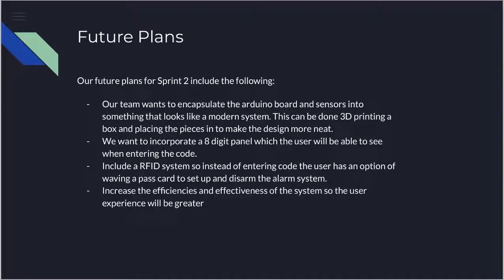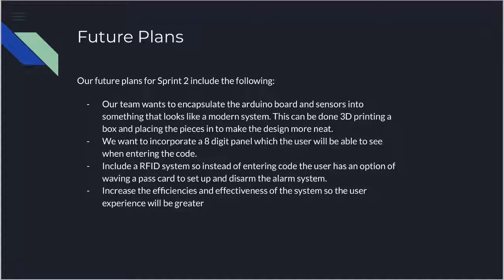Our future plans for Sprint 2 include the following. Our team wants to encapsulate the Arduino board and the sensors into something that looks like a more modern system. This can be done by 3D printing a box and placing the pieces inside to make the design more neat. We want to incorporate an 8-digit panel which the user will be able to see when entering the digit code.